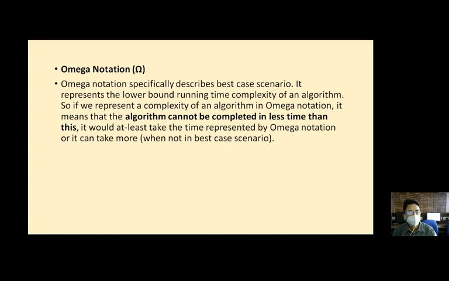It is the best case, so an algorithm will take at least that much time or more, but not less than that. So omega notation is the lower bound. This is the best situation for the algorithm, and in other cases the algorithm will take either equal to this time or more than this time.